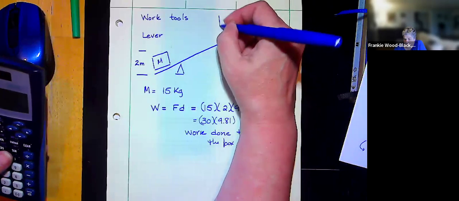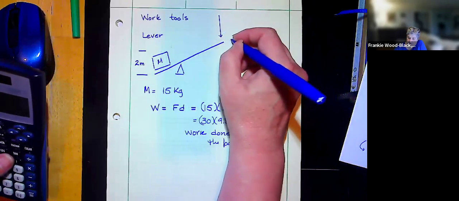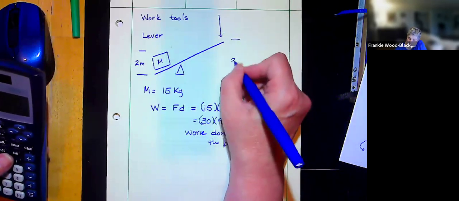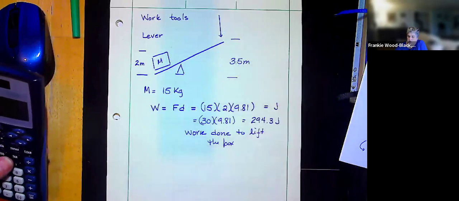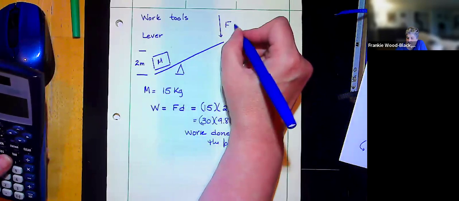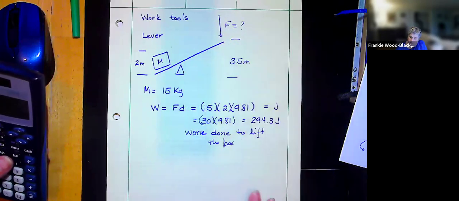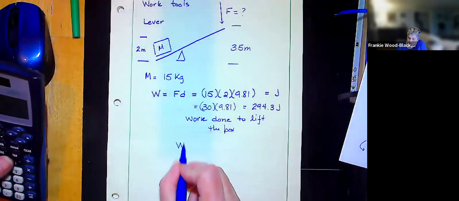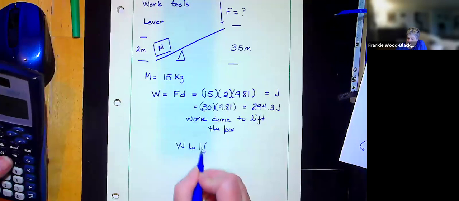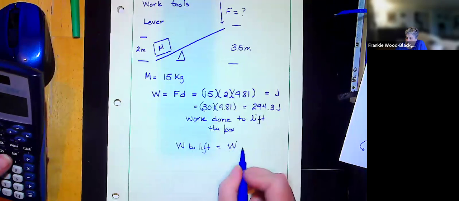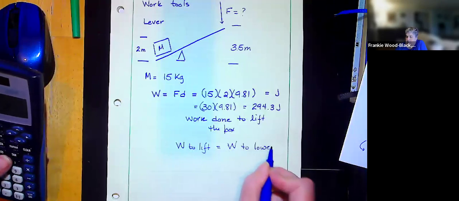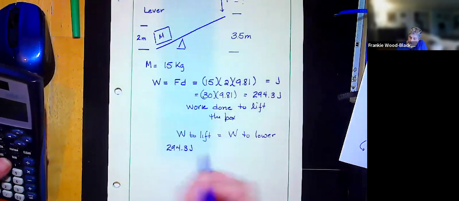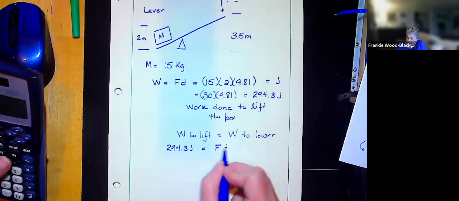But let's say I want to apply a force here, and I'm going to use my lever, and I'm going to actually push through 3.5 meters. What's the force that I have to apply? Well, it doesn't matter whether I'm on this side of the lever or this side of the lever, the work to lift has to equal the work to lower. Well, we know that's 294.3 joules. This is going to be the force times my distance.